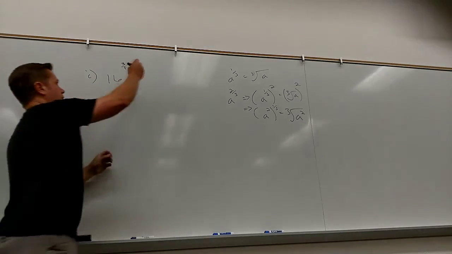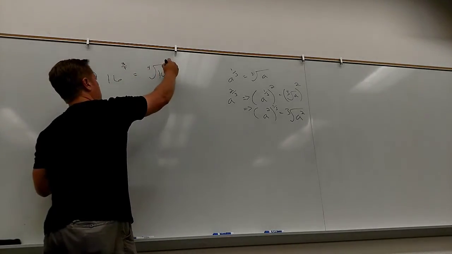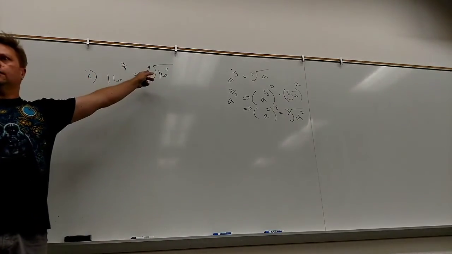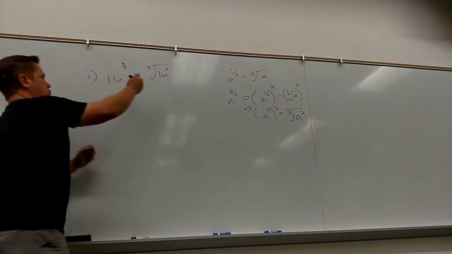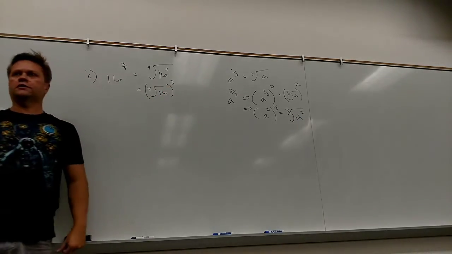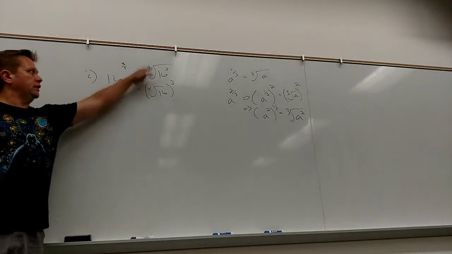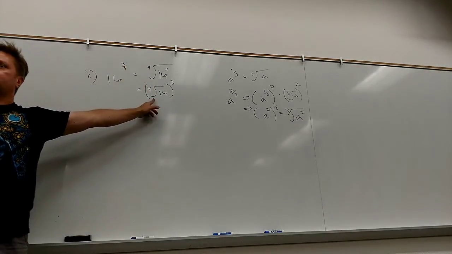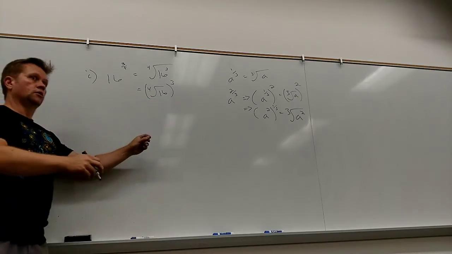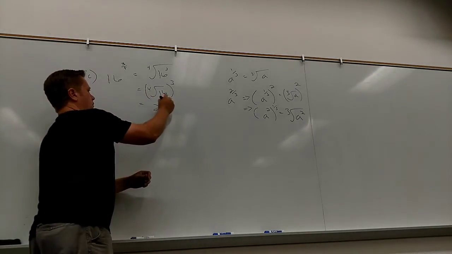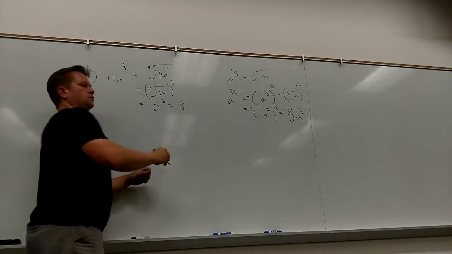I could either write it as the 4th root of 16 cubed, like that. But I'd much rather write it as the 4th root of 16, and then cube it, because I know what the 4th root of 16 is. I can write it either way and do it. I'd much rather do it this way. What is the 4th root of 16? 2. The 4th root takes four 2's. And what's 2 cubed? 8.